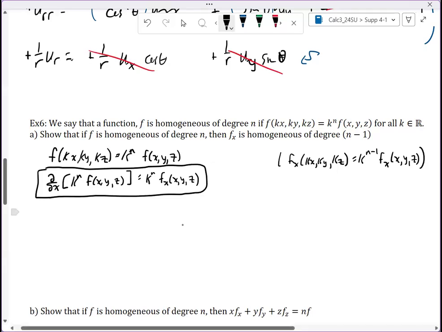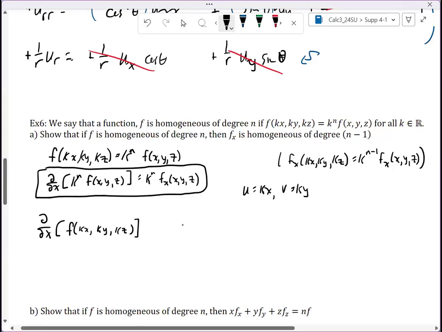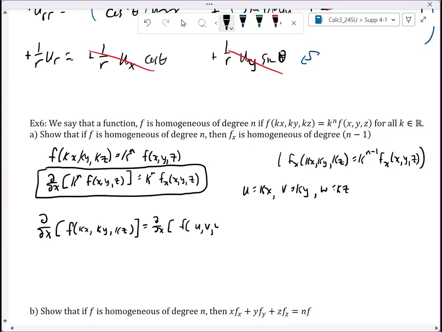Okay, so for my left-hand side, we note that f is a function of kx, ky, and kz. We could make other variables, say u equals kx, v equals ky, and w equals kz. And we could rewrite this as the partial with respect to x of f of u comma v comma w. You could think of it this way.